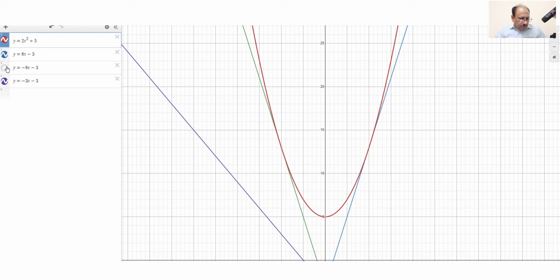So any value in between 8 and minus 8 will not be touching the curve. So the line will have no intersection, and the graph will have no solutions. So this is how we can figure out, and in these two cases it will be tangent to the curve.